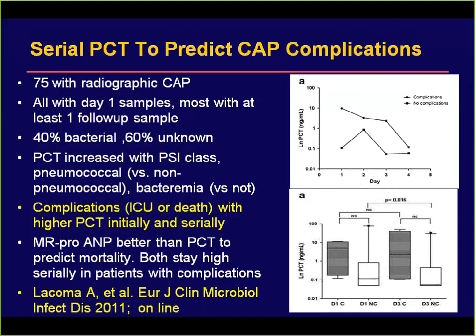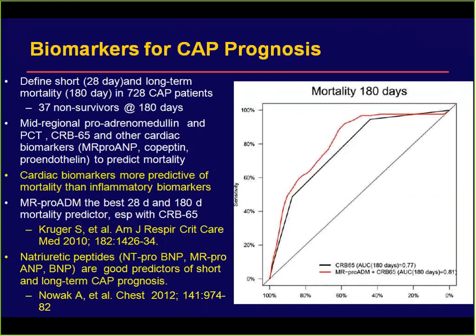And similarly, in this study, looking at complications of pneumonia, meaning ICU admission or death, they measured procalcitonin serially. Patients who had complications had higher levels than those who didn't, and their levels fell much slower than patients who had no complications. So again, measured serially, it may give you some prognostic information.